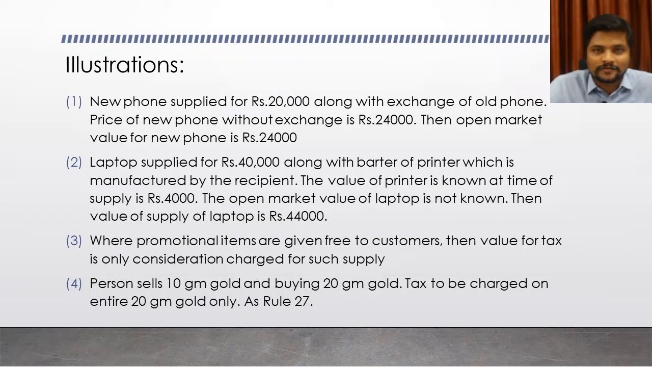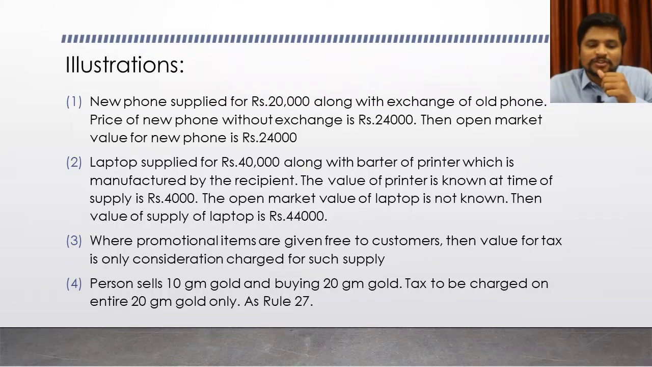Here you are applying clause B. The open market value of the laptop is not known. The laptop is supplied for 40,000, but the real market value of the laptop is not known. It means clause A has failed here. Then you are referring to clause B. In clause B, the sum of consideration, which is 40,000 rupees, plus the open market value of the printer which is supplied by the recipient to the supplier, that is 4,000 rupees. Then the value of the supply of this laptop should be 44,000 rupees, as per clause B.